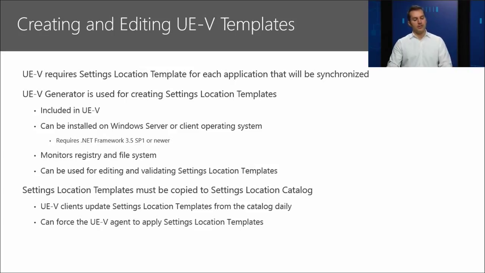And what this basically does is just keep track of the registry and file system. It's almost like a snapshot tool where it keeps track of the registry and file system before you install an application, then you install the application, and then it keeps track of what changes were made, what file system locations were modified, and what registry locations were modified. And it's going to put that into your settings location template file. And at the very bottom here, we see that the templates have to be copied to the location catalog.